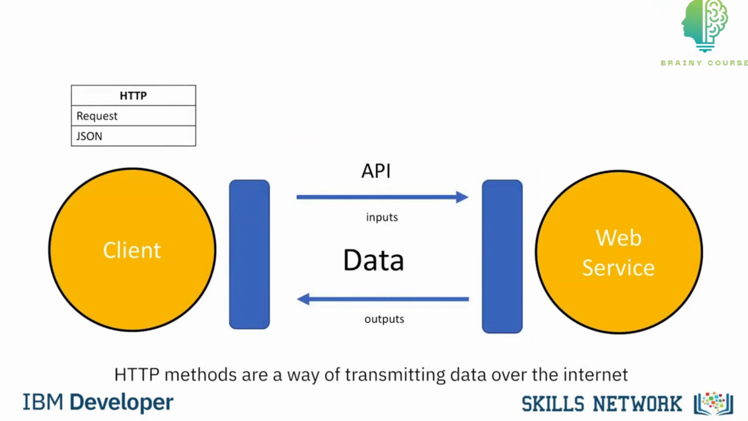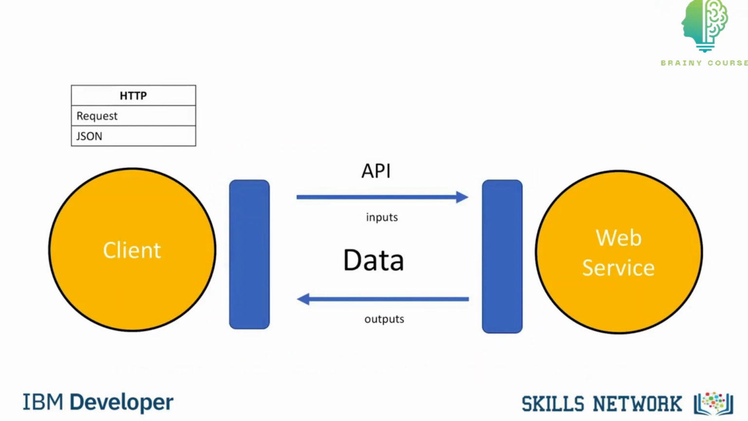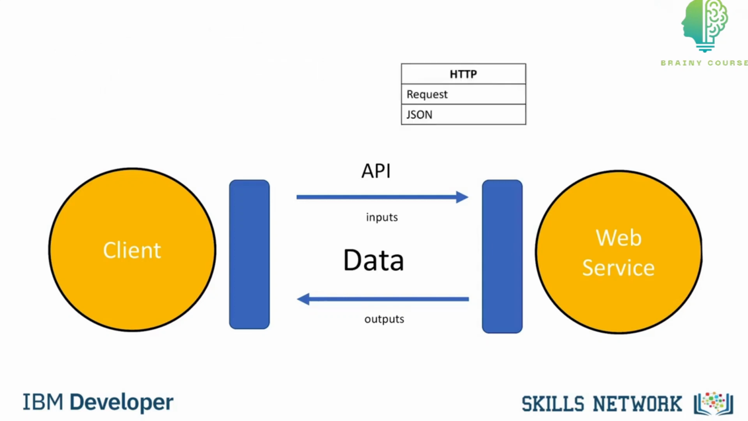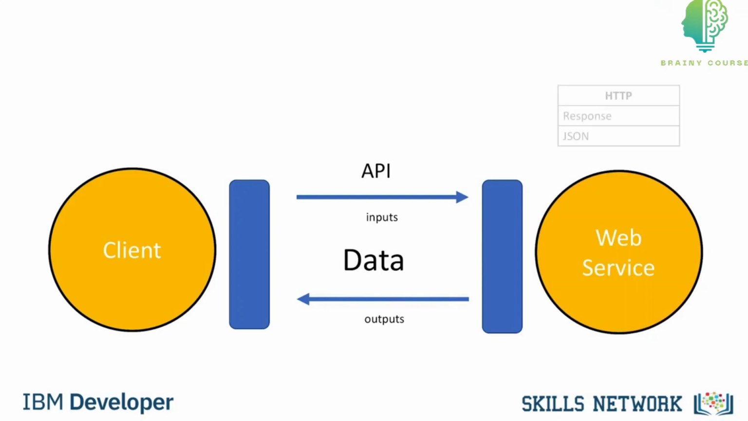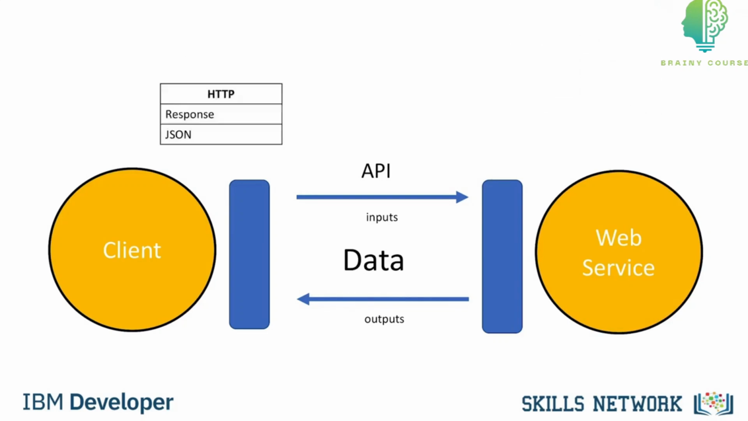HTTP methods are a way of transmitting data over the internet. We tell the REST APIs what to do by sending a request. The request is usually communicated through an HTTP message. The HTTP message usually contains a JSON file, which contains instructions for the operation that we would like the service to perform. This operation is transmitted to the web service over the internet. The service performs the operation. Similarly, the web service returns a response through an HTTP message where the information is usually returned using a JSON file. This information is transmitted back to the client.